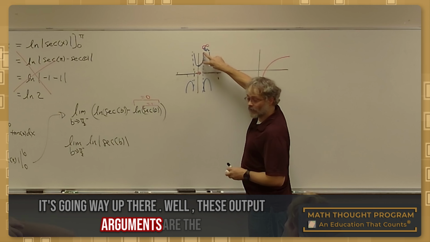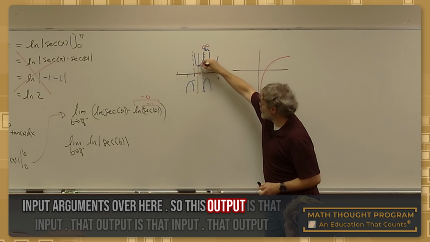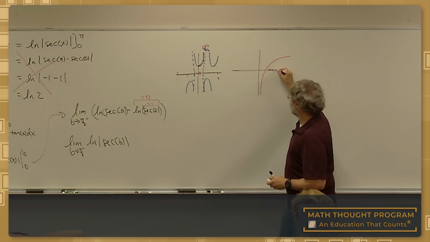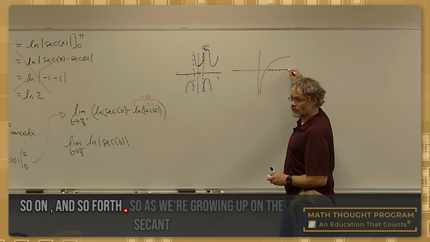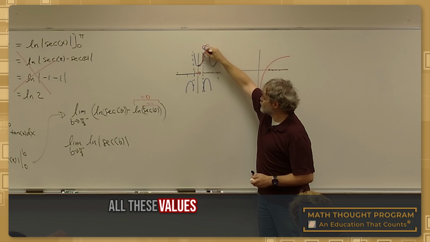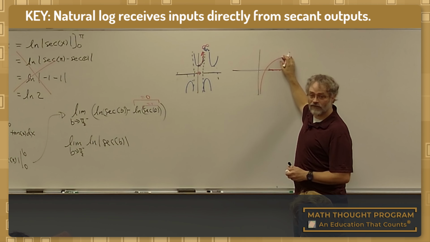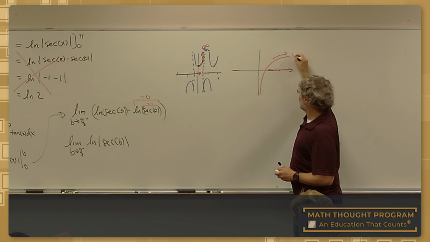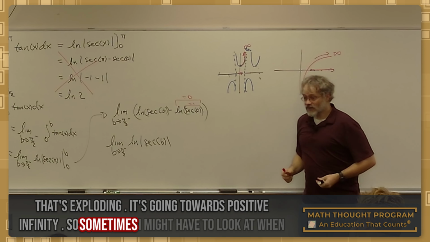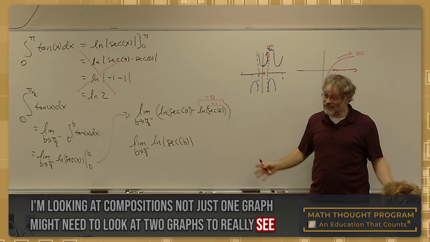Well, these output arguments are the input arguments over here. So this output is that input. That output is that input. That output, so on and so forth. So as we're growing up on the secant, all these values are coming over here. And what's happening to the logarithm graph now? That's exploding. It's going towards positive infinity. So sometimes, when we're looking at compositions, I might need to look at two graphs to really see what's happening.